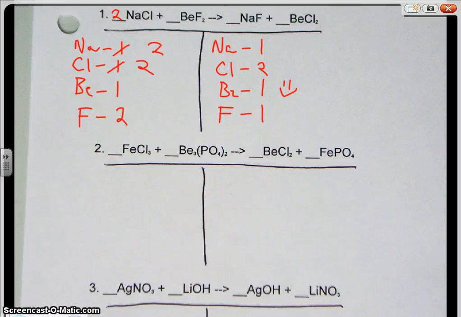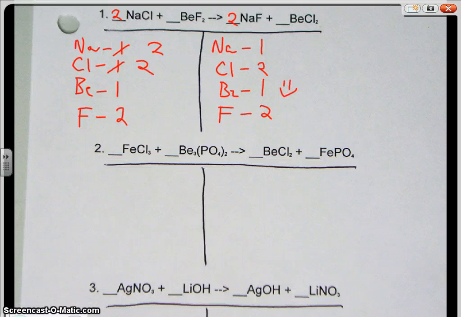So let's take a look at balancing fluorine. Alright? On the left side we've got 2. On the right side we have 1. Here's our fluorine. To get to 2 fluorines we put a 2 here. That crosses that out. Makes it a 2.